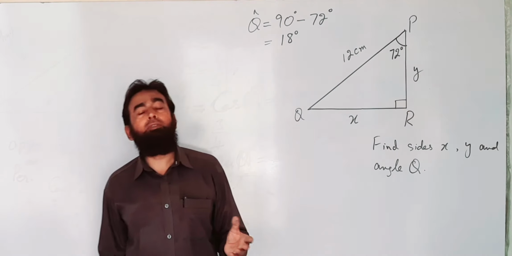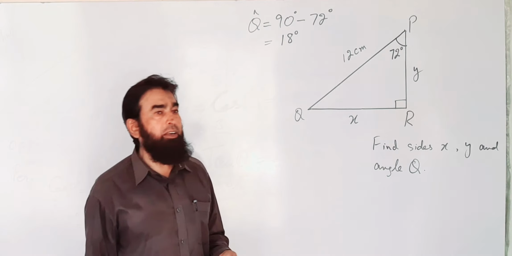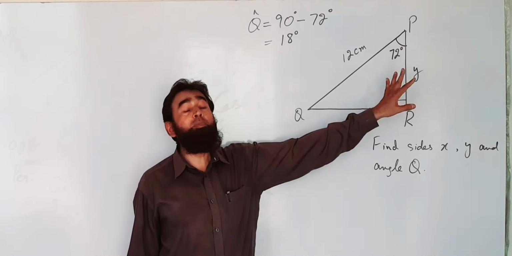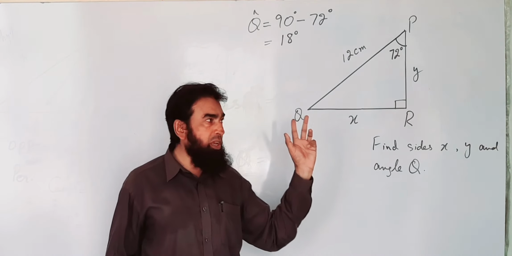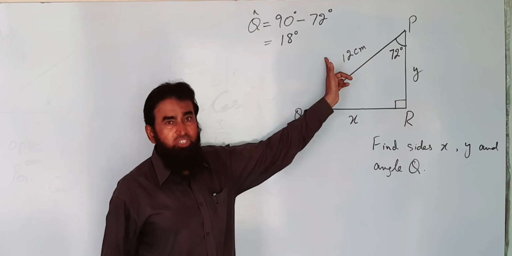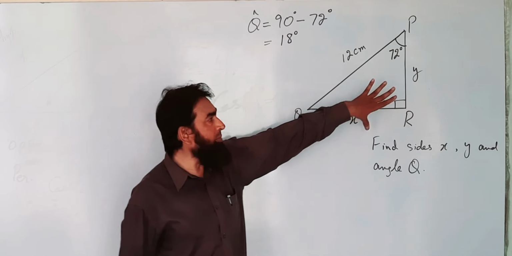You might be thinking of applying the Pythagoras theorem. As I told you, in the case of the Pythagoras theorem, any two sides of the right angle triangle must be given. But here we have only one side of the right angle triangle, so we cannot apply the Pythagoras theorem here.